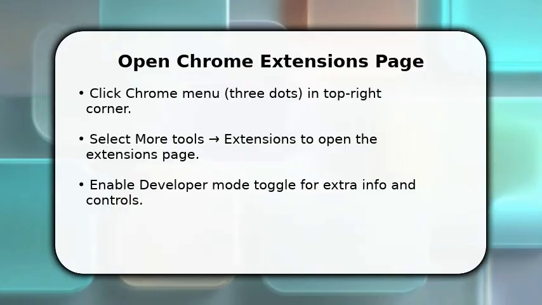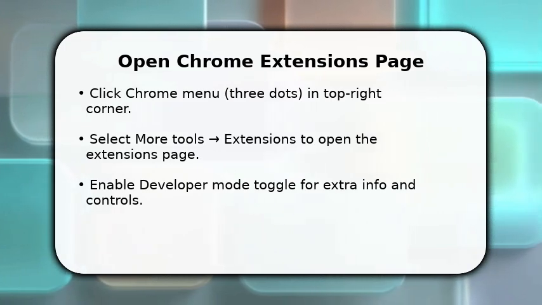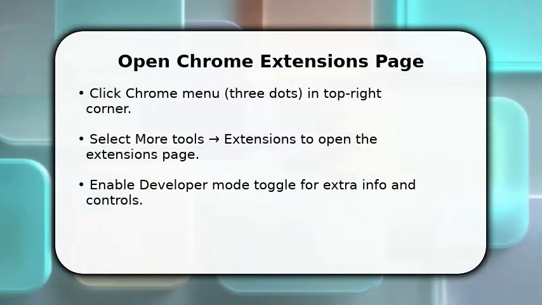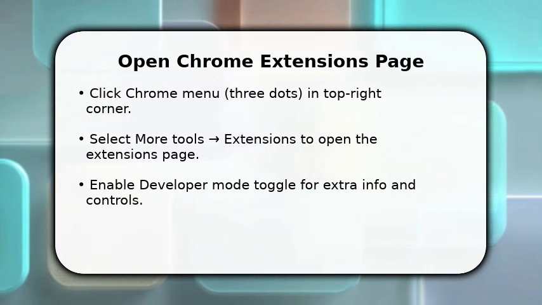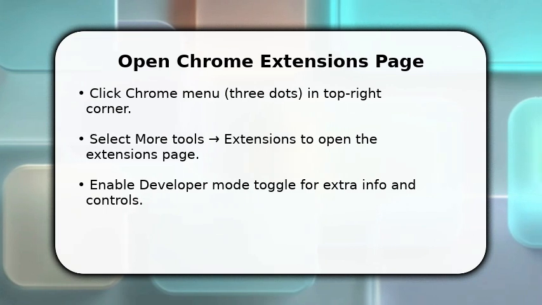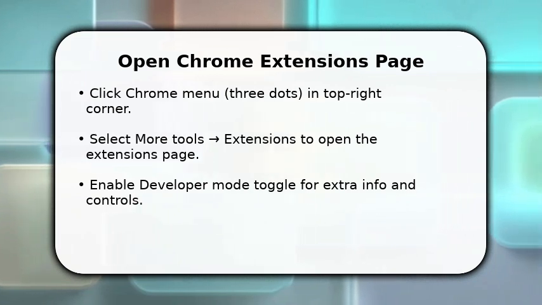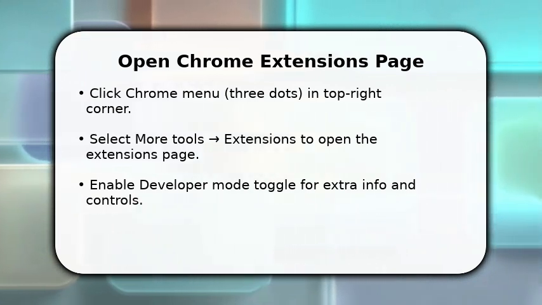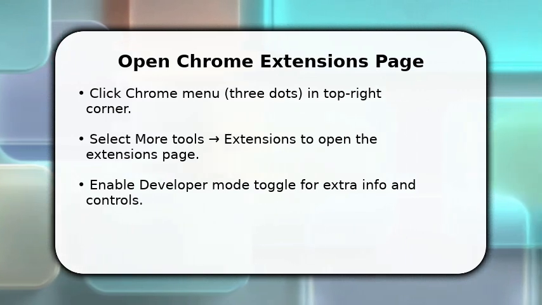You start by opening Chrome and going straight to the Extensions page. Click the three-dot menu in the top right, choose More Tools, then Extensions. Once the page loads, you'll see Installed Extensions as cards. Make sure Developer Mode is turned on in the top right to reveal ID, inspect views, and pack options.